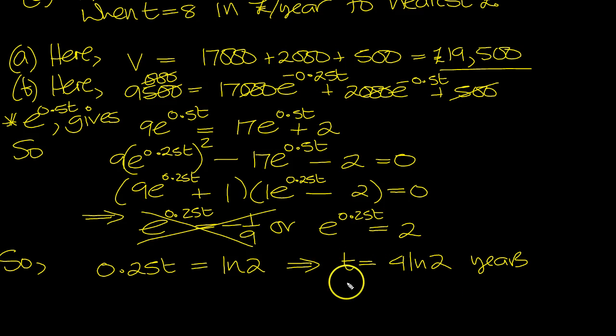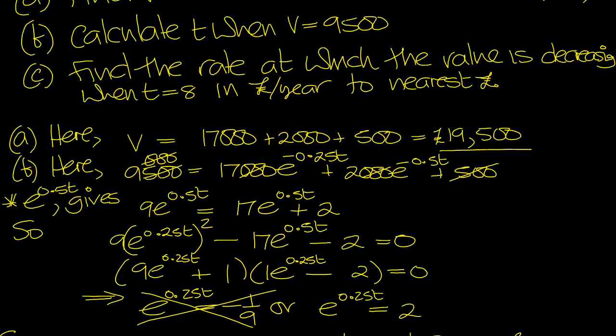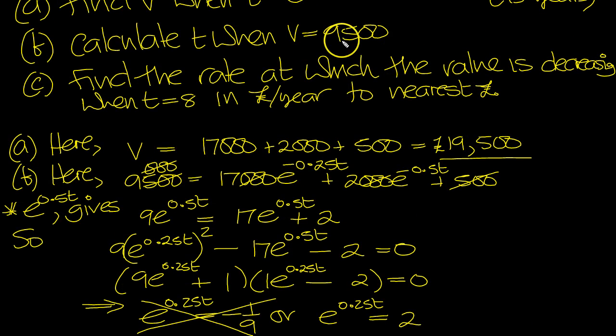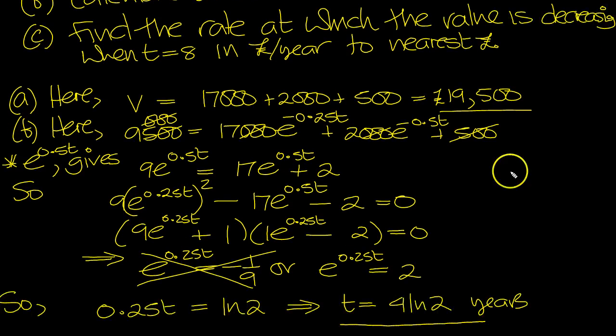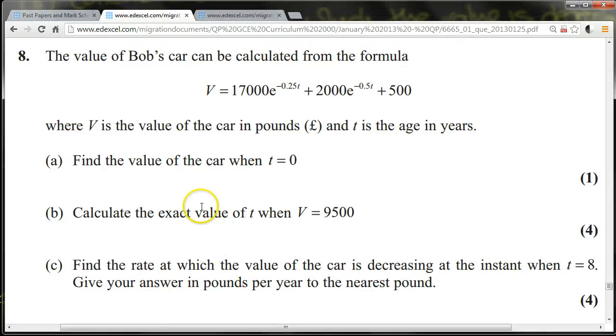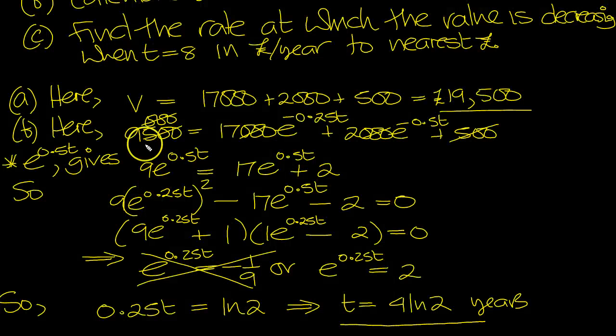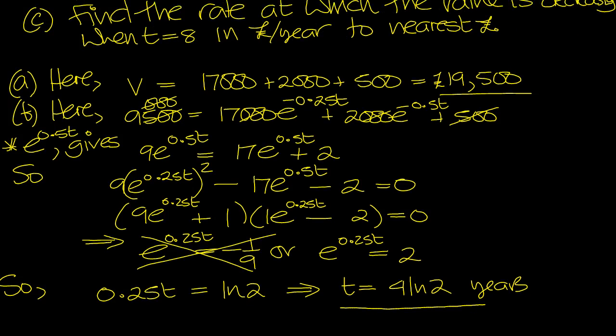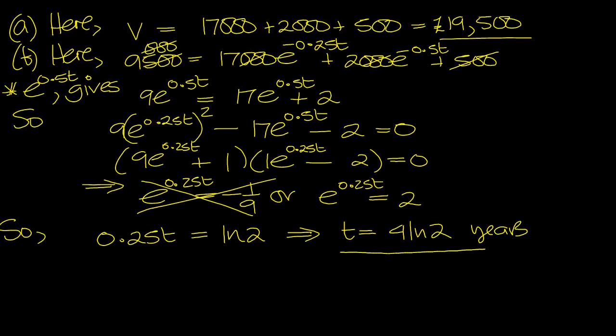In this part, let's look back at the question then. Calculate t when V is 9,500, which we've done. I think it might have said exactly. Let's go back to the question just to check. Exact value, yeah, that's fine. So, part C, find the rate at which the value is decreasing when t equals 8. So we need dV/dt, don't we?